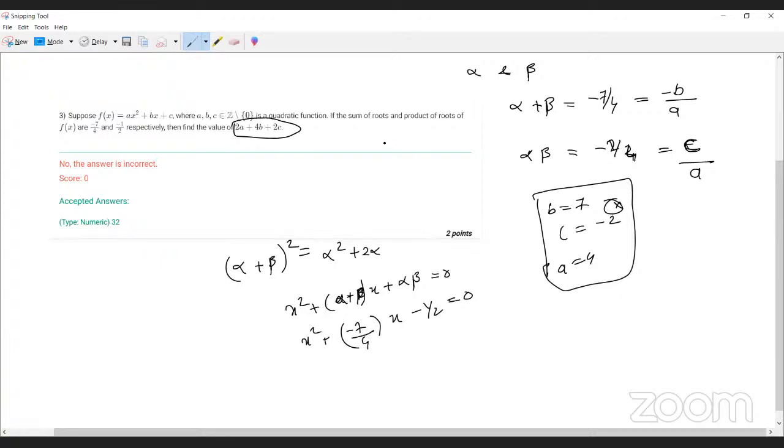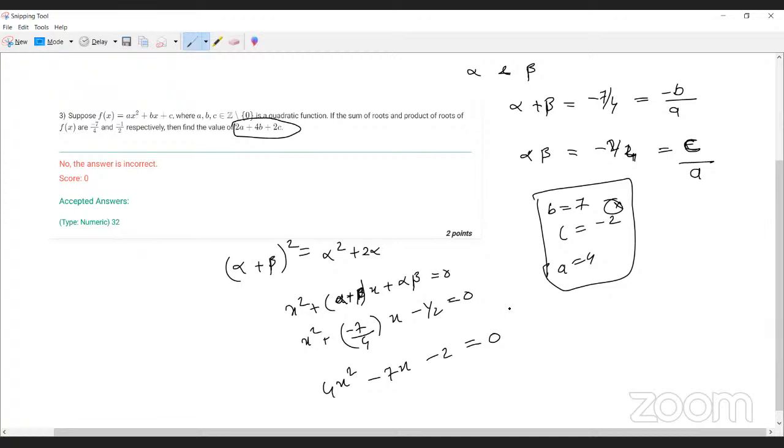The value of a would be 1 here. The value of b would be -7. Value of a is 4. Because if you divide the whole equation by 4, you will get 4x square minus 7x. It's the same thing. You are just multiplying the whole equation by 4.